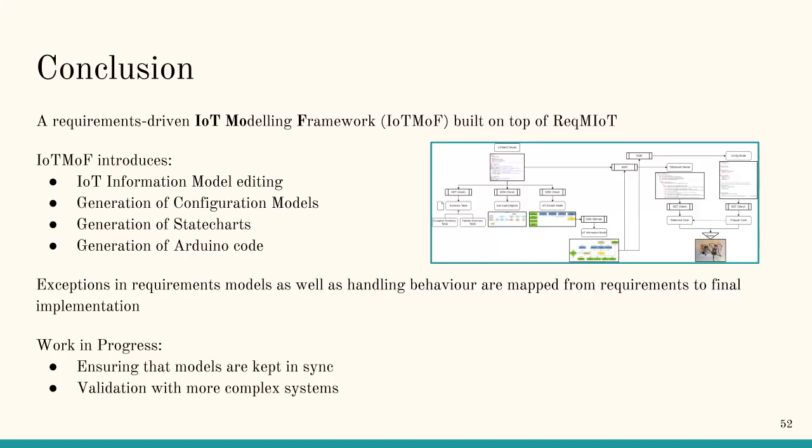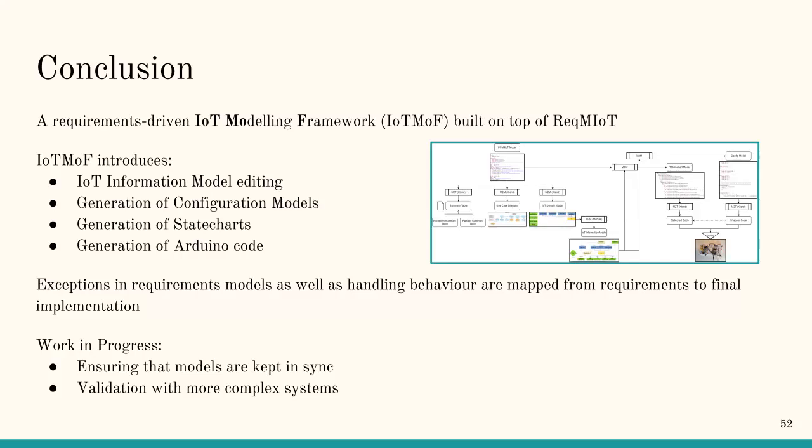Here, again, I'll go over the process. We start with the USIM for IoT model. Using the USIM for IoT model, we generate an IoT use case diagram and an IoT domain model. From there, we use the IoT domain model to create an information model, and we use the USIM for IoT model and information model to generate the textual state chart and the configuration model. Finally, we generate code, which is then deployed onto an IoT device. Exceptions and handlers are mapped from the USIM for IoT model all the way to code. And this ensures that the final implementation is reliable and complete.